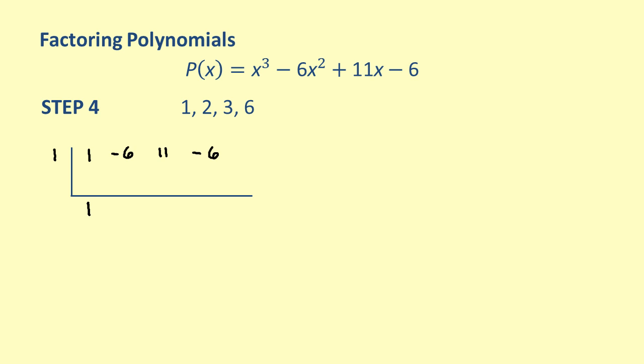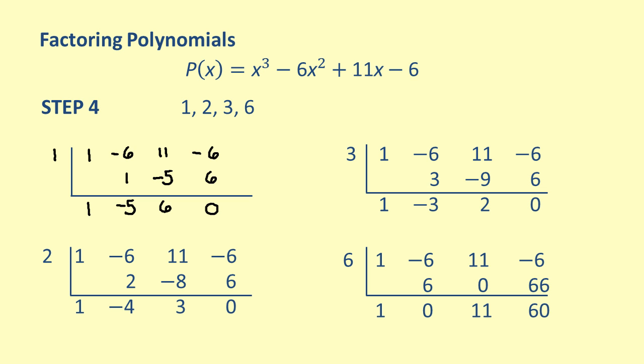First, bring down the 1 underneath the horizontal line. Then multiply 1 times 1 to get 1, and put the 1 under the -6. Then add -6 and 1 to get -5. Now multiply -5 by 1, write -5 under 11, and add them together to get 6. Repeat this process once more to get -6 plus 6, which equals 0. Since we do not have a remainder, we can conclude that 1 is a 0 of p of x. We can test the other values in the same way to determine that 2 and 3 are also zeros of p of x, and 6 is not a 0 of p of x.